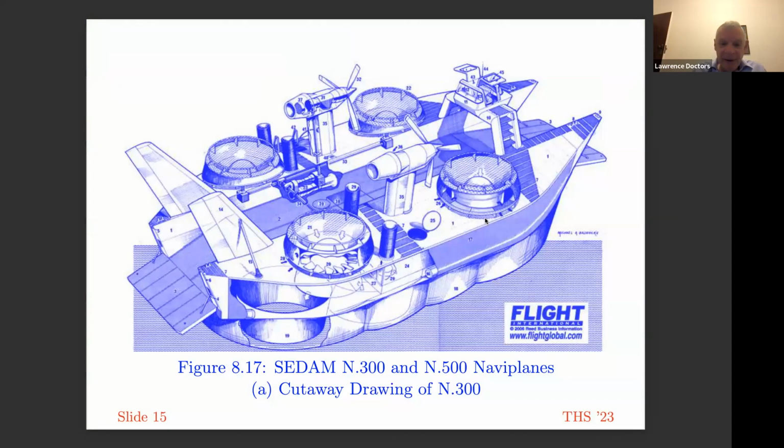Other people are interested in skirt designs. This is a picture of an early French craft, the Sedam N300. I presume it was because of copyright or patent reasons that they developed a different skirt system from those used in the early English hovercraft. The early Sedam vessels had a total of 8 inner skirts, which they called jupes, J-U-P-E-S, which I believe is the French word for a skirt.